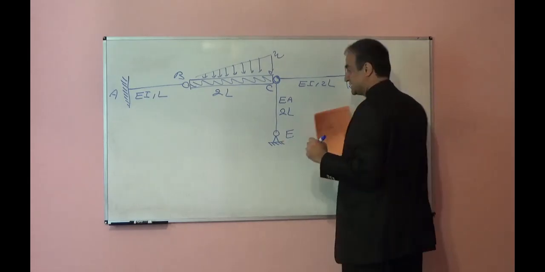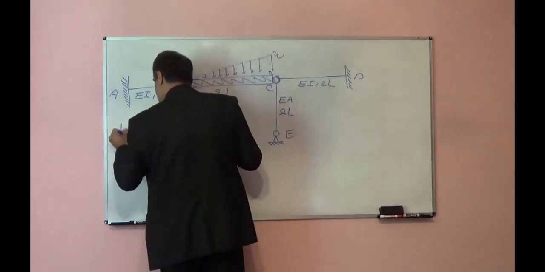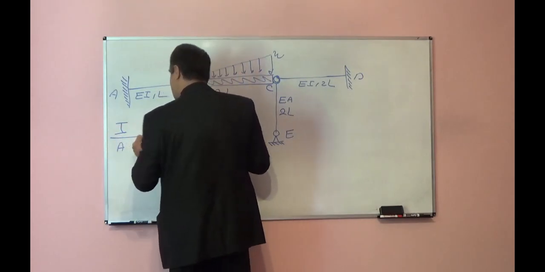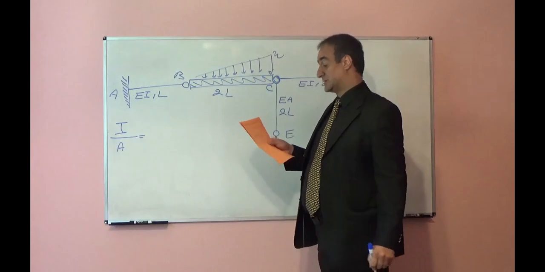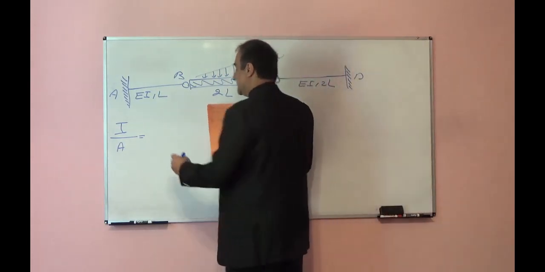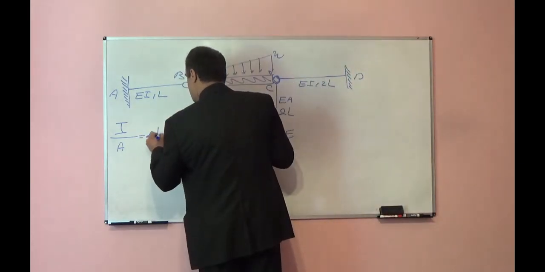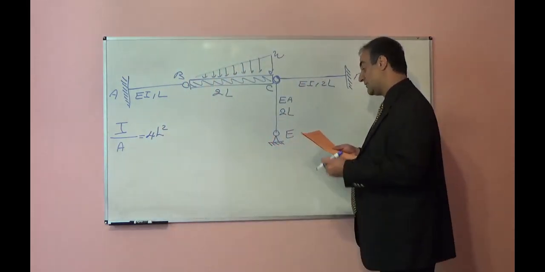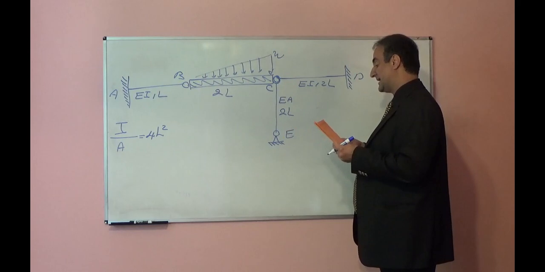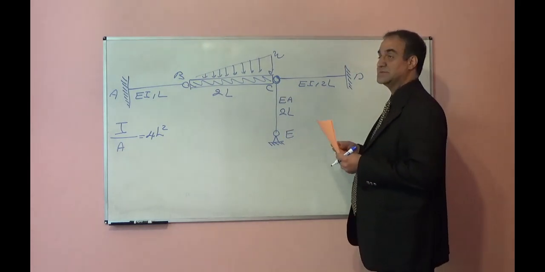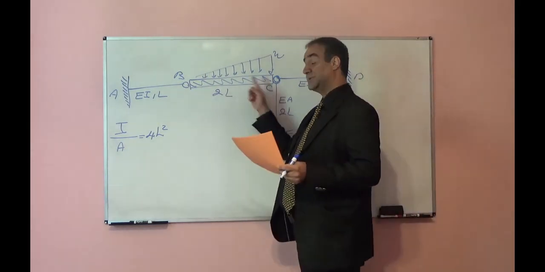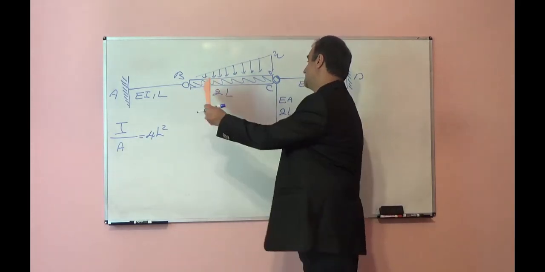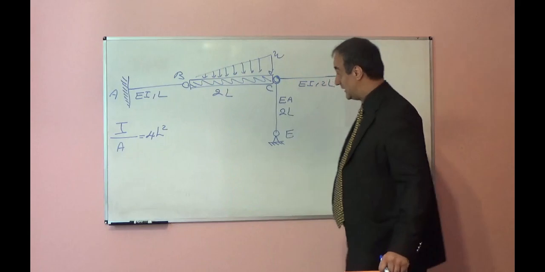The problem statement says I, the moment of inertia for all sections, divided by A, the cross-sectional area, is equal to 4L squared. The problem says determine the deflection at midspan of member BC. Member BC is a rigid member. We want to find the deflection at midspan of BC. How can we find that?